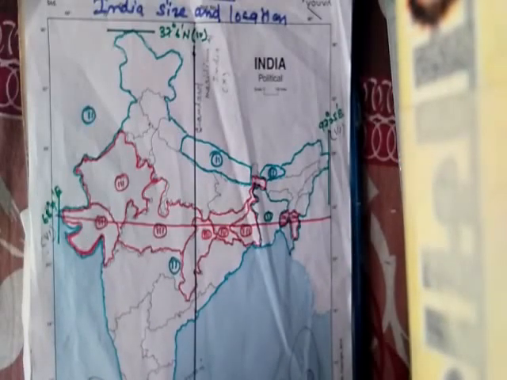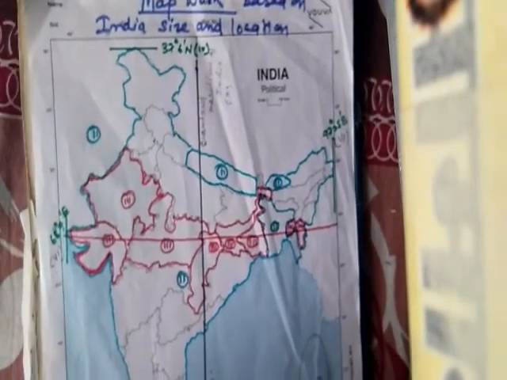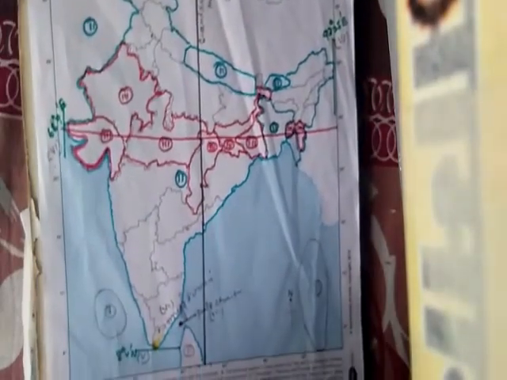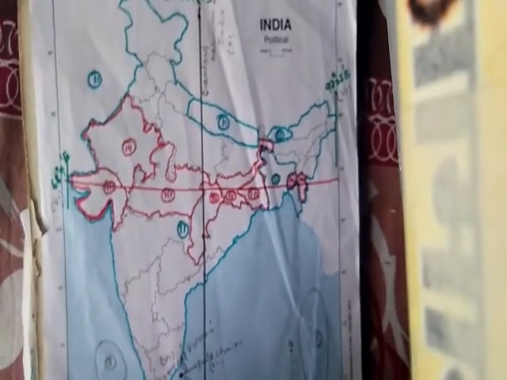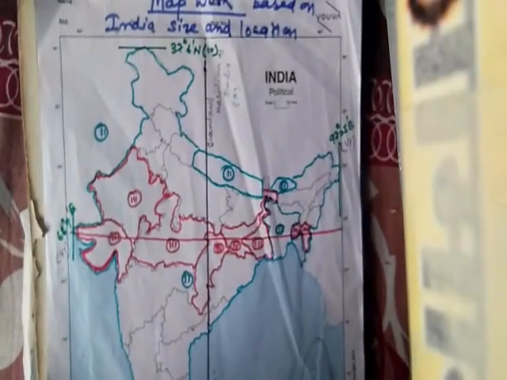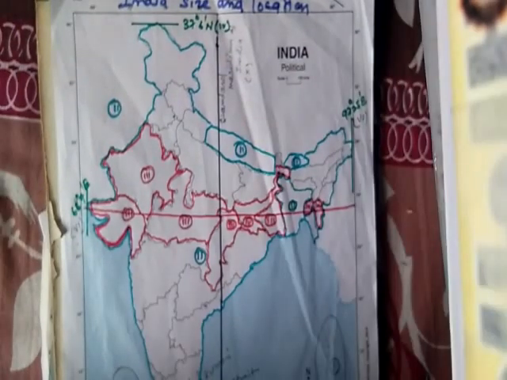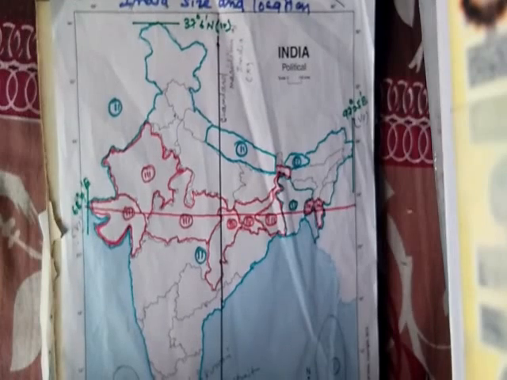Now your map work will be like this. See your map. It will be like this. So this is your homework. Prepare the index and do the map work.